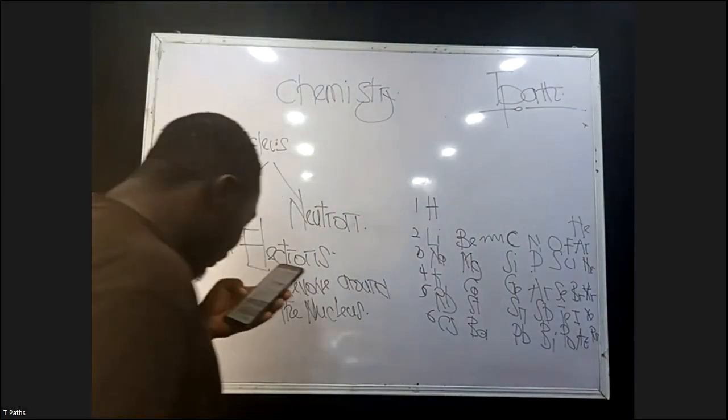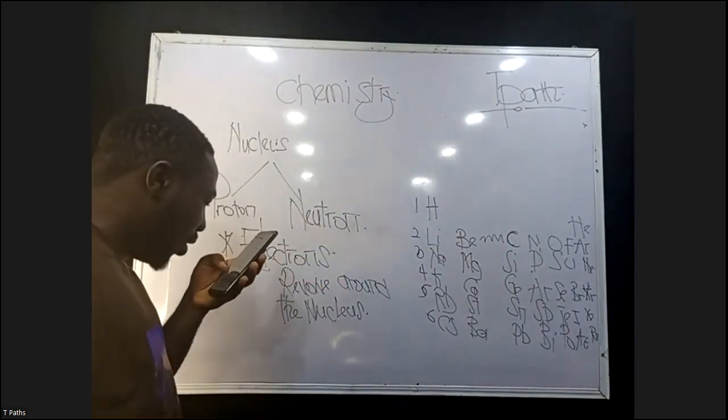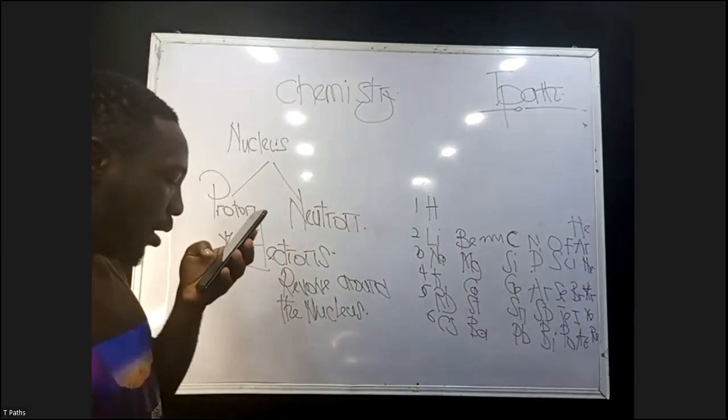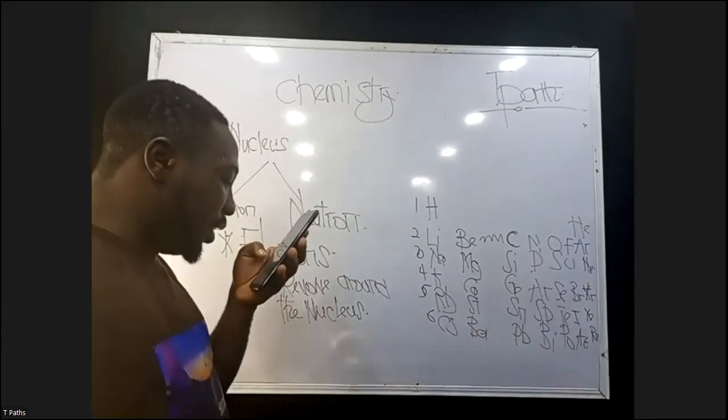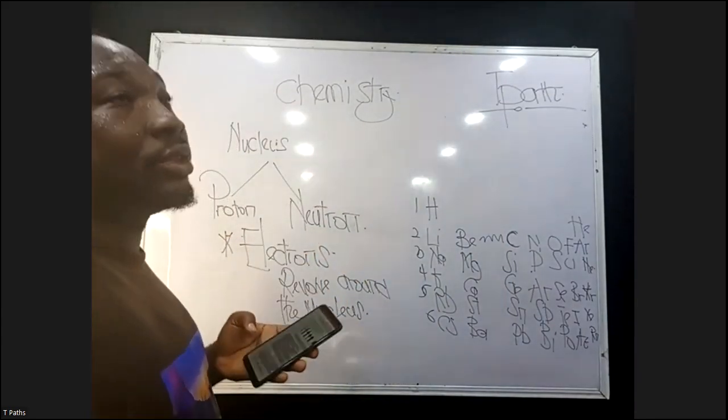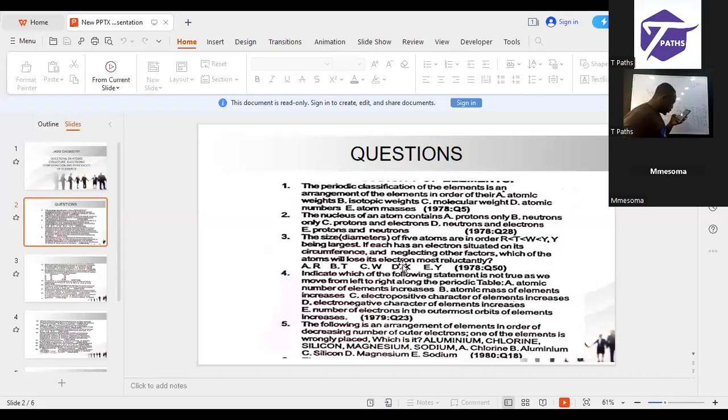Let's continue. The third one: the sizes (diameters) of 5 atoms are in the order R less than T less than W less than Y, with Y being the largest. If each has an electron situated on its circumference and the other electrons are neglected, which of the atoms will lose its electron most reluctantly?